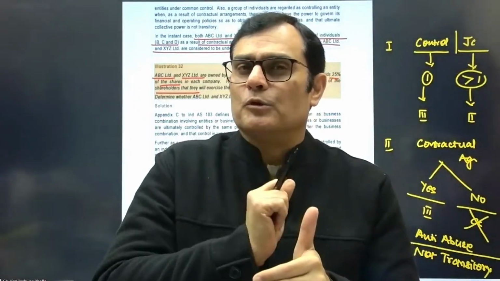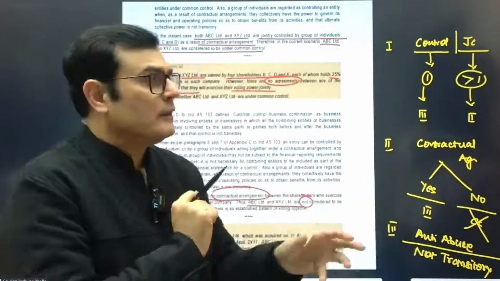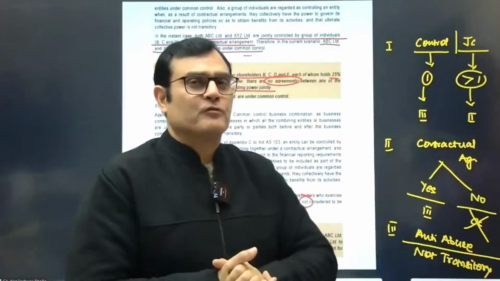So my first step, I'll document the steps, no worry. The first step is to evaluate: is the company under the control of one? Go to step 3. Under the joint control of more than one? Go to step 2. Is there a contractual agreement between the group of shareholders? No, it cannot be common control. Yes, then I go to step 3.